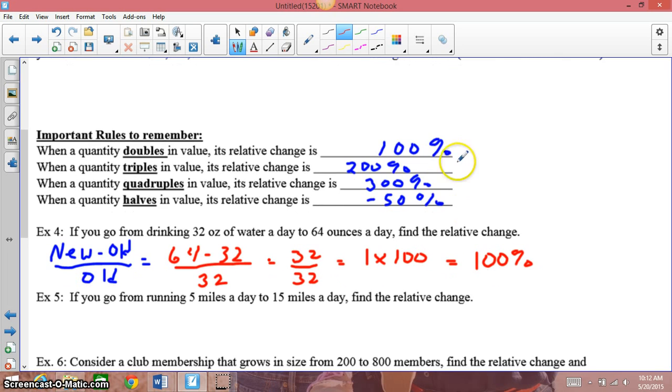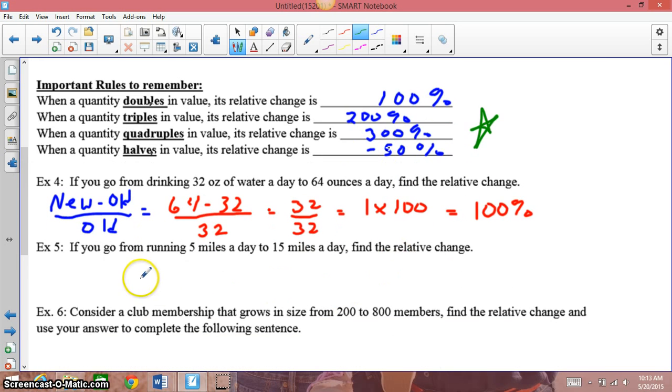So for problems like this, you can either choose to memorize these pieces up here, because again, if a quantity ever doubles, triples, or quadruples, these will always be the relative change amounts. So for example, if you were to see example 5 on a test or a quiz, and you say, oh, you're going from running 5 miles a day to 15 miles a day, oh, that's a triple in value. I know if you triple, then we're talking about a 200% increase.